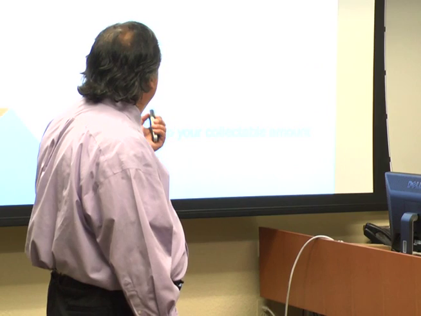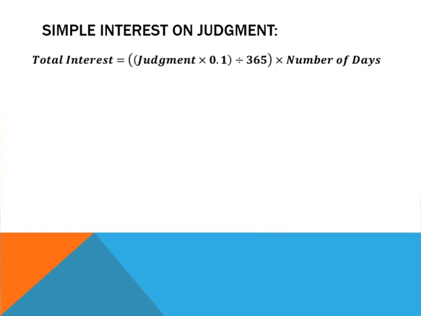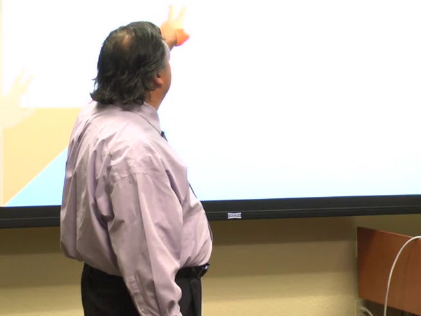Now, the interest is going to accrue from the date of judgment at 10% simple interest, which will make it relatively easy to calculate. So, to give you an example, your total interest is going to be the judgment times 0.1 divided by 365 multiplied by the number of days since the judgment. Putting that into English, you start out with your judgment, you figure out what 10% of it is, because that's your annual interest. You divide it by 365, that gives you daily interest, and multiply it by the number of days to get the total.